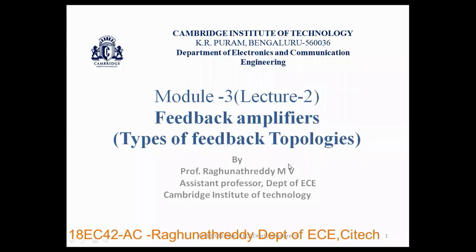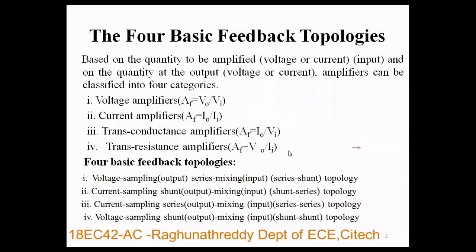Today I'm going to discuss types of feedback topologies. Feedback networks are classified into four types, depending on input and output quantities. I mean that input may be voltage or current, and output may be voltage or current, so there are four possible connections.